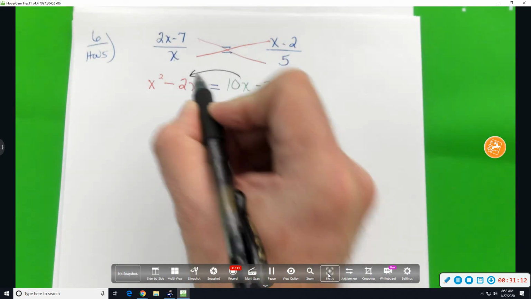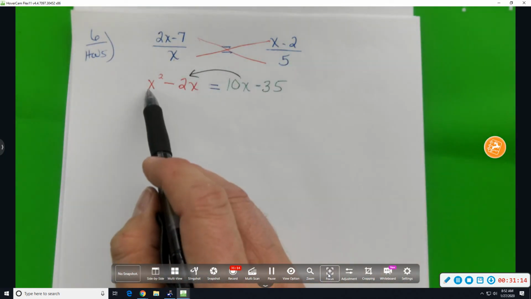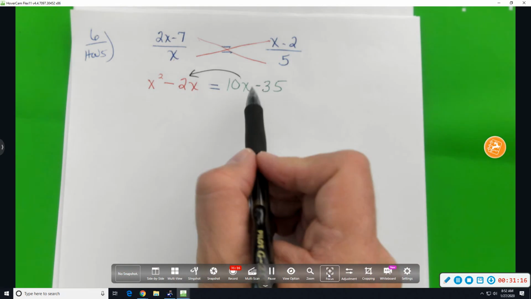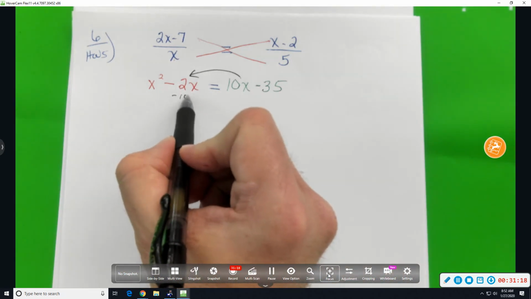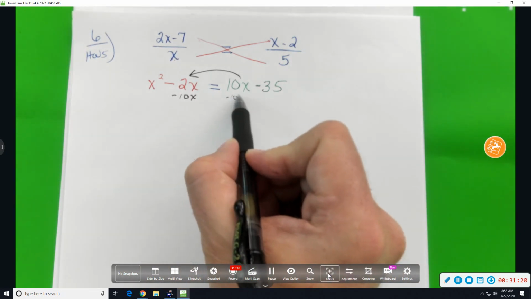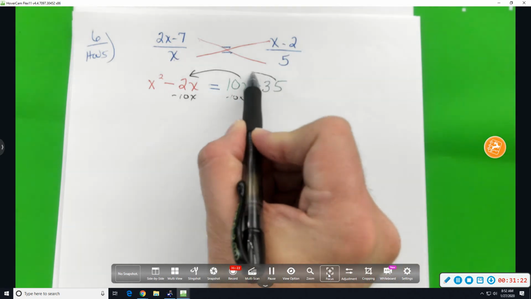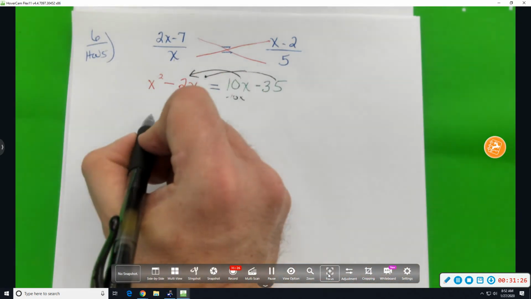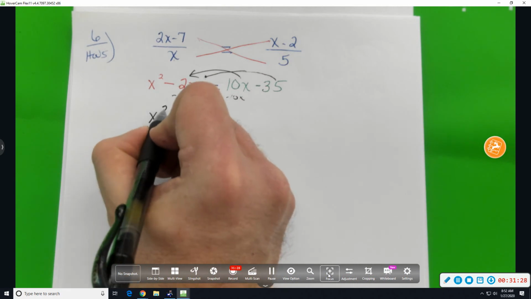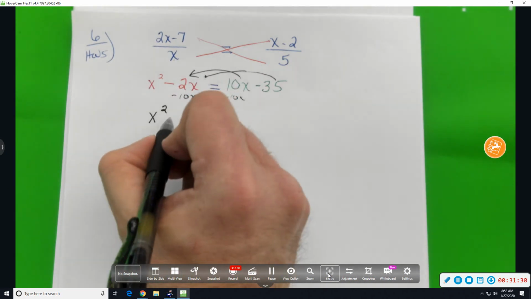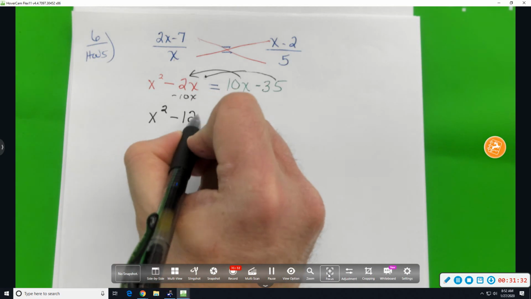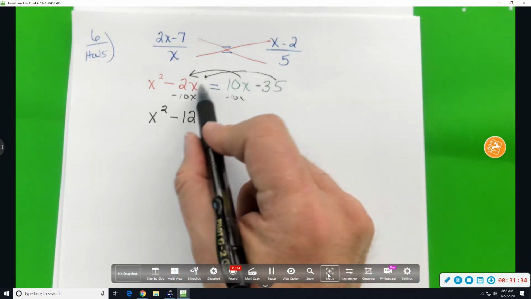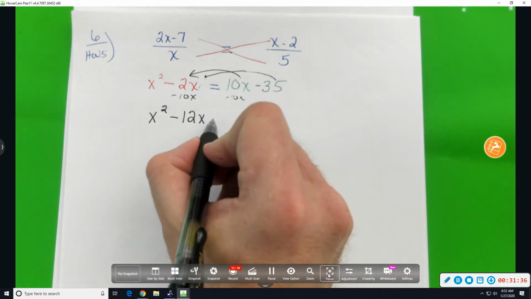I'm moving everything over to the left. I like to keep that x squared positive. So that's going to be what? A minus 10x from both sides. And when I move that 35, is that adding 35? So here's the equation I'm going to try to factor. X squared minus 12x, and what did I say? Plus or minus 35? Plus.